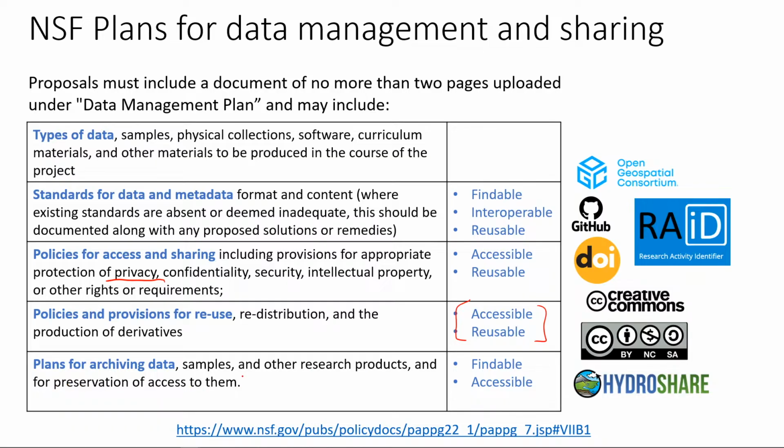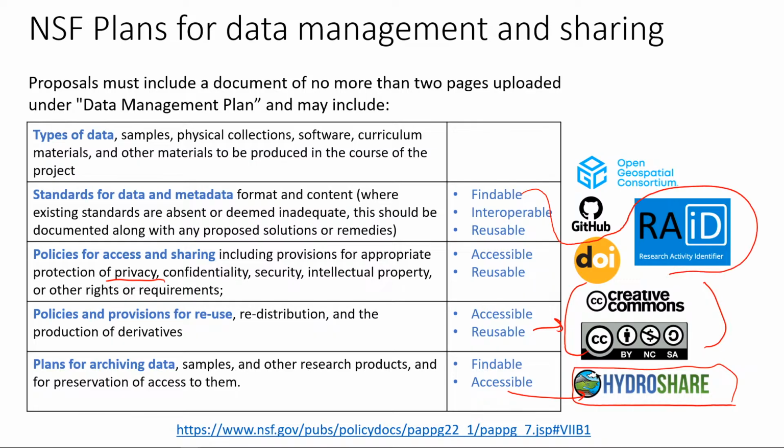For example, I will share my data on HydroShare. Remember HydroShare? This is a repository for hydrology data. And we learned about this. If I want to make a license for my data, what do I do? I can use, for example, CC, Creative Commons. If I want to make my data findable, I need to provide some persistent IDs, like a research activity ID, a project ID, or a DOI for all the outputs of my research.